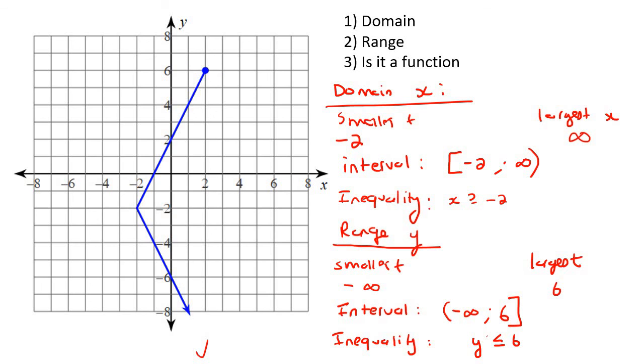So that says y can be any number smaller than or equal to 6. Now, is it a function? Well, if I do a vertical line test, boom, look at that. It cut more than once. It cut twice. It could even cut 3 times on some types of graphs. But as long as it cuts more than once, then it is not a function.